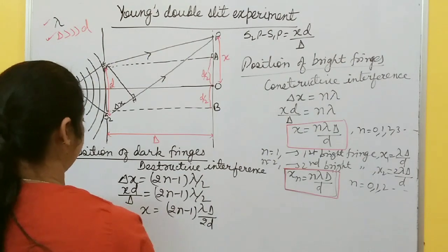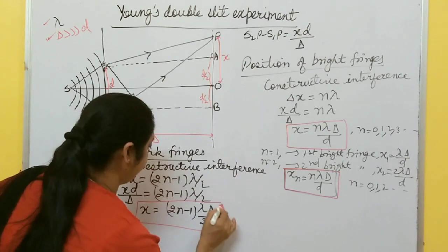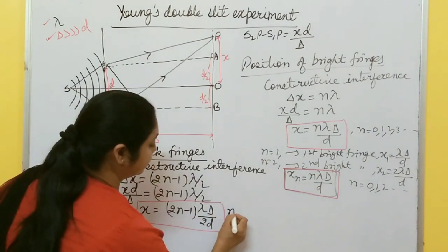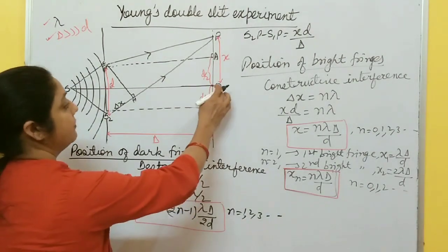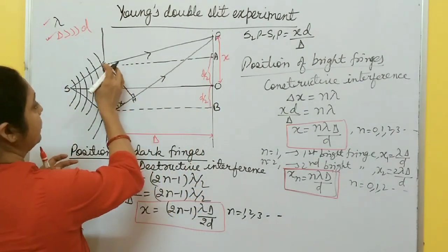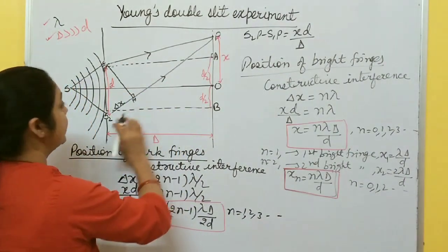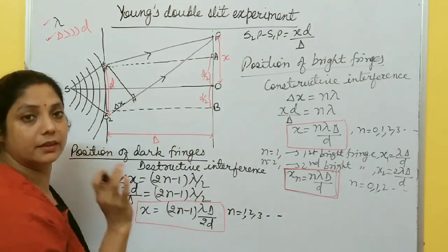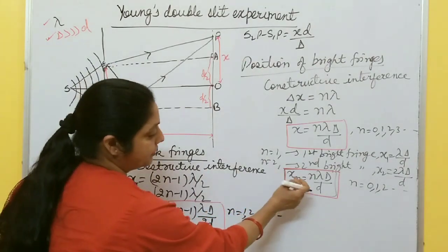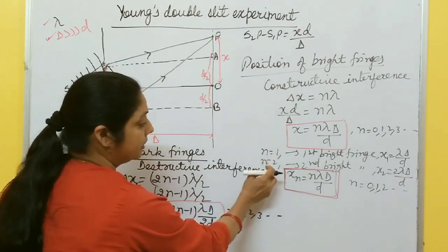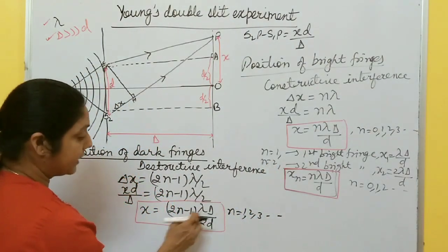Right? This is the condition for dark fringes, where n is equal to 1, 2, 3, and so on, because at the center, when n is 0, we already know that from S1 and S2 the path difference is 0. S1O and S2O are the same. So at the center, a bright fringe is always formed. Now the first bright fringe is formed at n equal to 1, the second bright fringe at n equal to 2, and the first dark fringe is formed at n equal to 1.